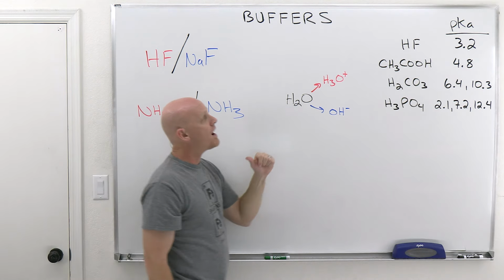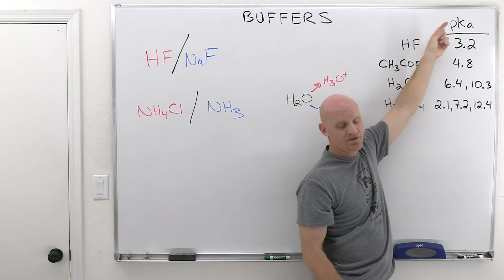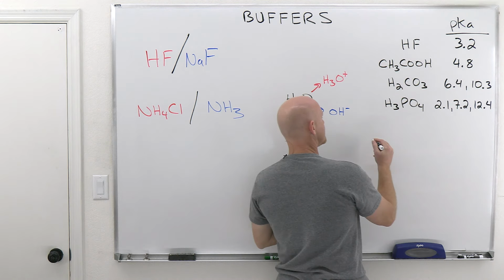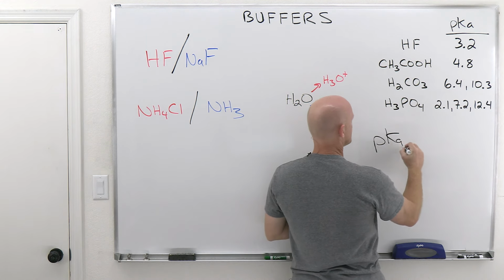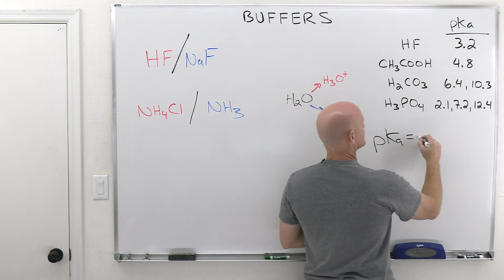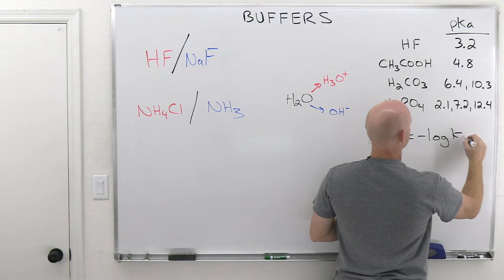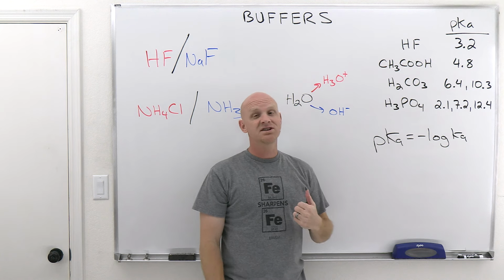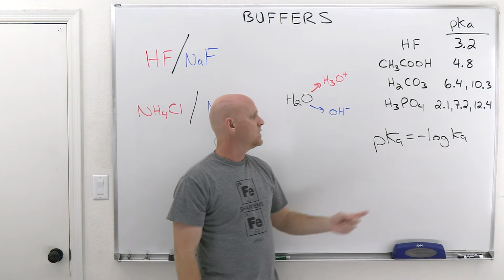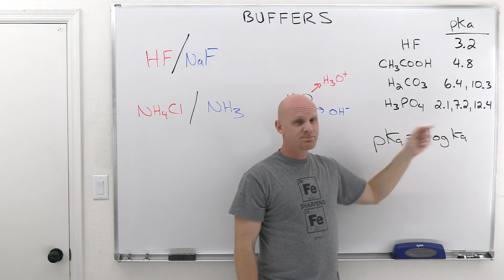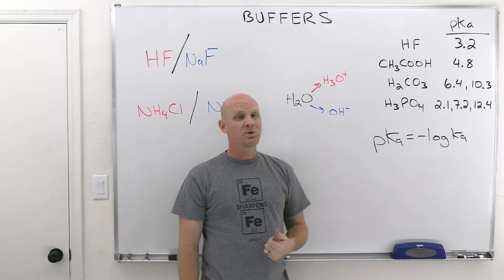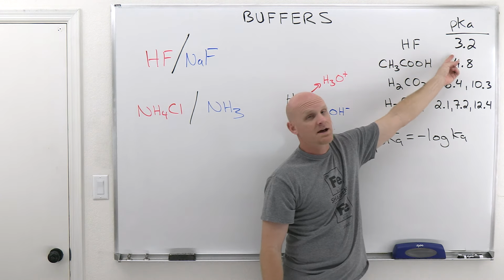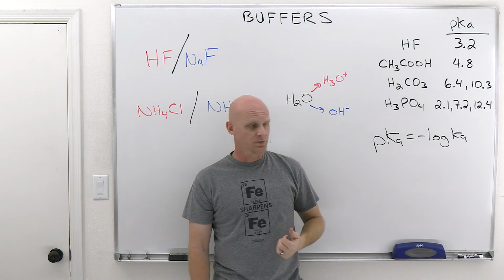But much more commonly, you're going to be talking about what's known as the pKa. And recall that just P means negative log. And so if you have a pKa, that's simply equal to the negative log of the Ka value. So if the Ka for HF is 6.8 times 10 to the negative 4, well, if you take the negative log of 6.8 times 10 to the negative 4, you're going to get 3.17, which here in this table I've rounded up to 3.2.